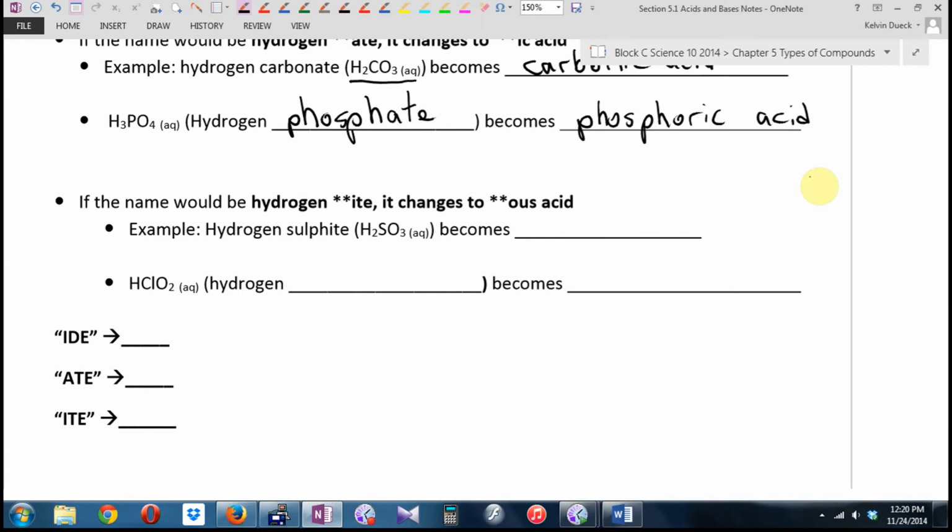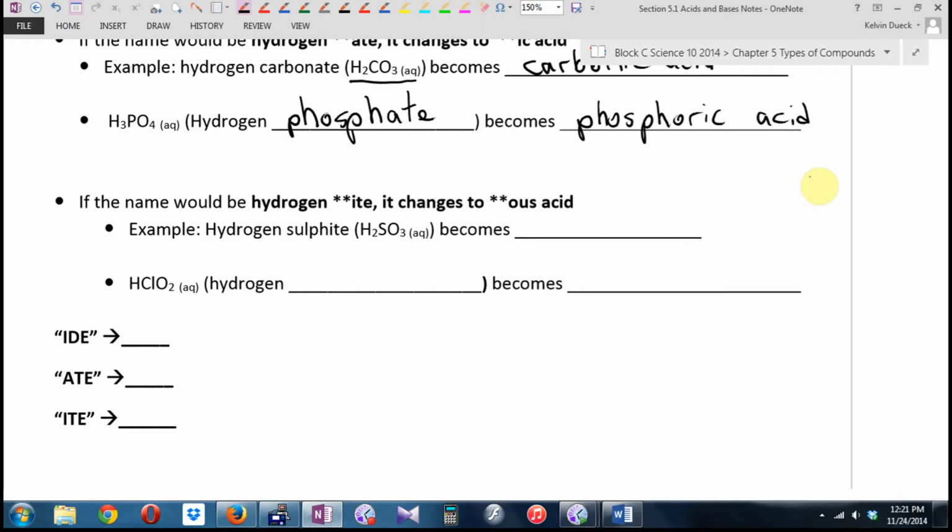If the name would be hydrogen blank blank blank ite, which are the ites on the back of your periodic table, there's a sulfite, there's a chlorite, I think there's a phosphite. Is there a carbonite? Can't remember. That changes to blank blank us, O-U-S.